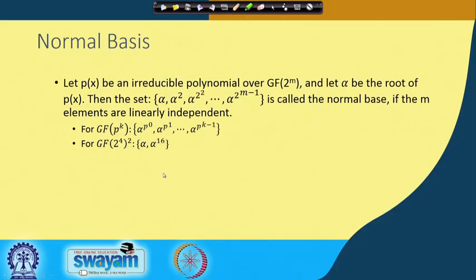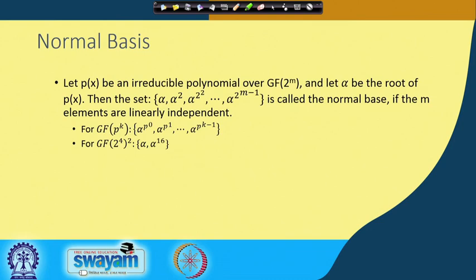Let us have a quick recap about the normal basis. In the normal basis representation, you have an irreducible polynomial typically denoted as P(x), which is defined over the Galois field GF(2^m), and suppose alpha is the root of this polynomial P(x). Then the set denoted as alpha, alpha squared, alpha to the power of 2^2 and so on, till alpha to the power of 2^(m-1), is called a normal basis if the m elements are linearly independent.